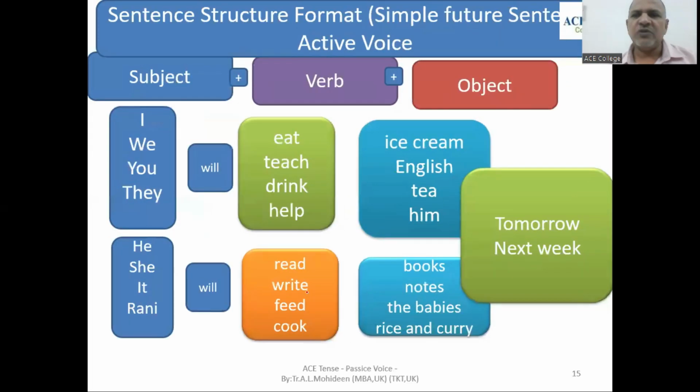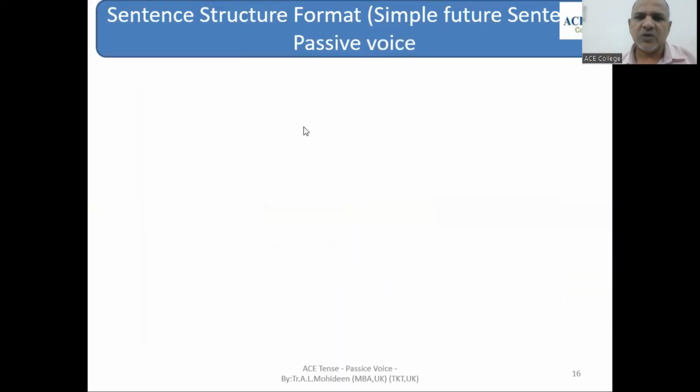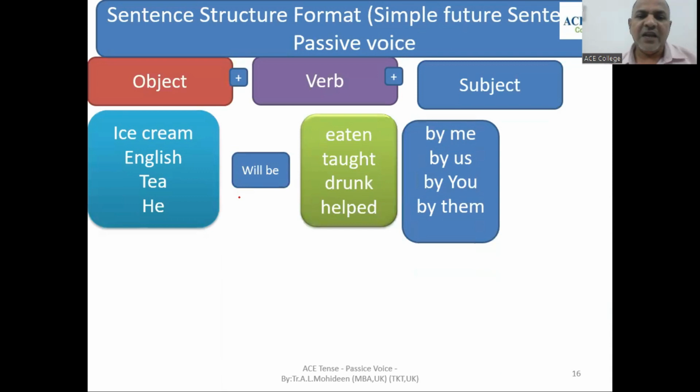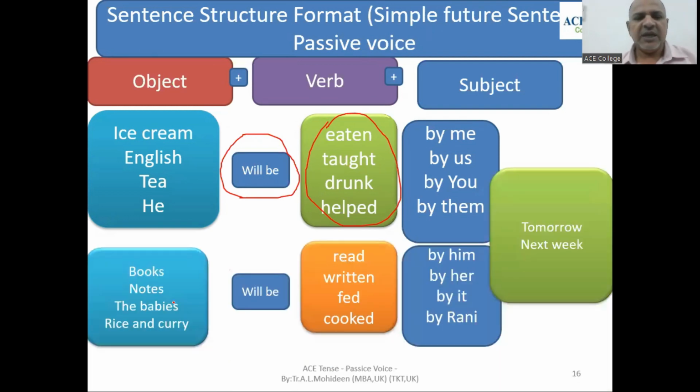And future tense, this is the future tense. I will eat ice cream. Then he will read books tomorrow. If you want to change them into passive voice, same structure. You have to go for the object at the beginning, and then you have to add will be, not will. And then the fifth form. Not will be. You have to remember. And then by me. So ice cream will be eaten. English will be taught. Tea will be drunk. He will be helped. And then books will be read. Notes will be written. The babies will be fed. Rice and curry will be cooked.